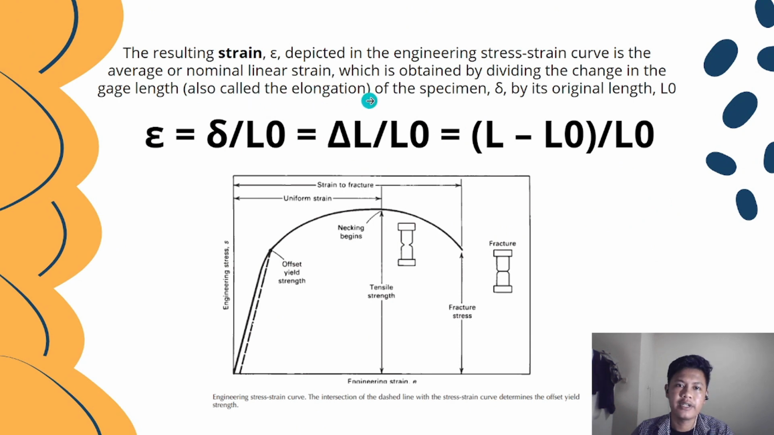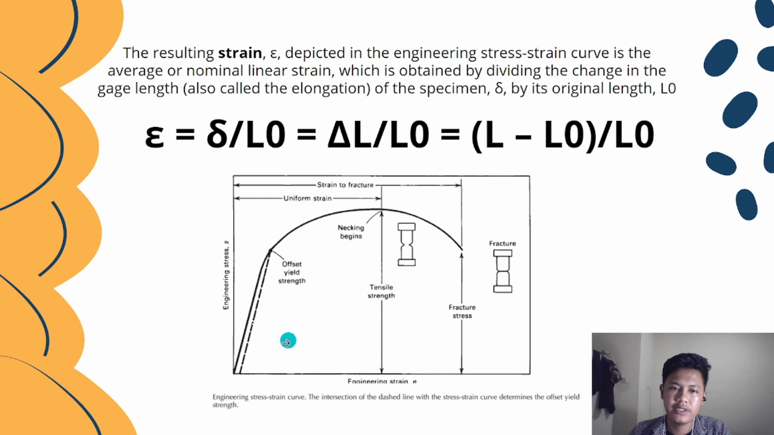The resulting strain depicted in the engineering stress-strain curve is the average or nominal linear strain, which is obtained by dividing the change in the gauge length, also called the elongation of the specimen, by its original length, L0. So here we can see the equation of strain, the difference of the final length and the original length, divided by the original length.